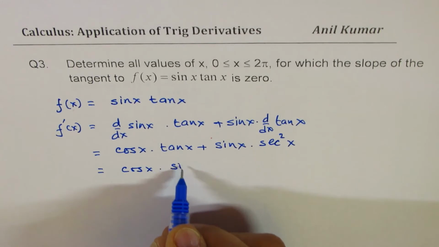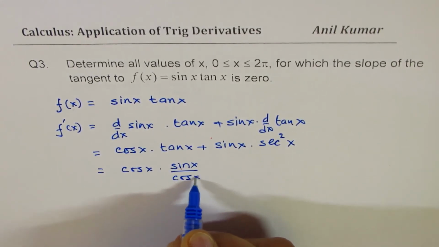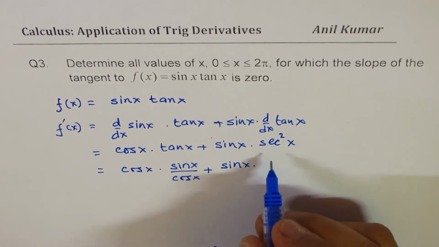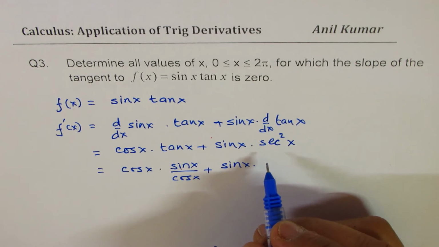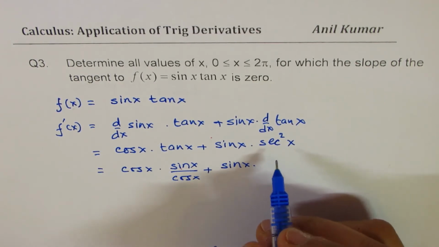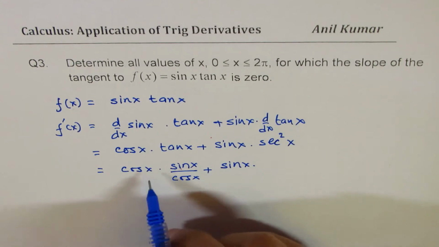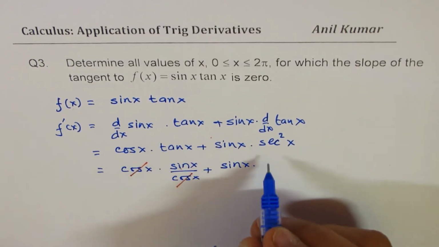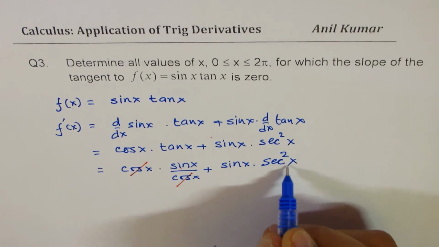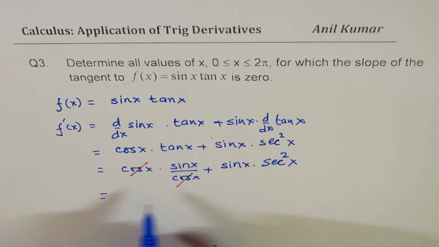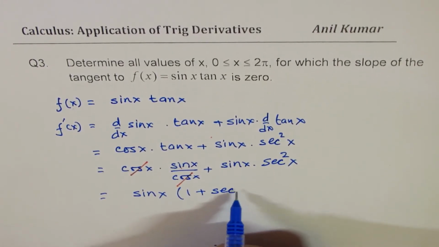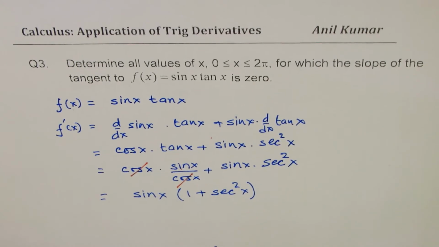Cos x times sine x over cos x plus sine x times secant square x. What we can do here is keep secant as such, right? No need to write it as a reciprocal of cos. It doesn't really help. Since what I see here is that cos x cancels out, we have a common factor, so why worry, right? So I'll keep secant square x as such. Now we can factor sine x, right? This is last minute thinking, which really helps. 1 plus secant square x, correct? So that is what we get.